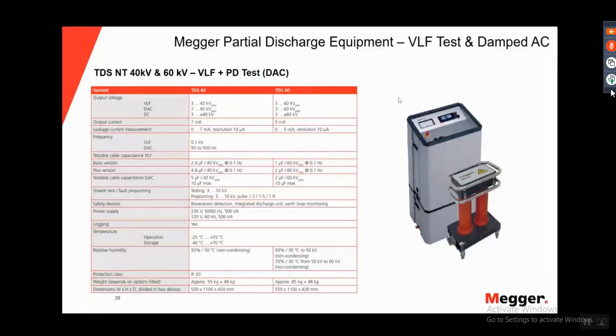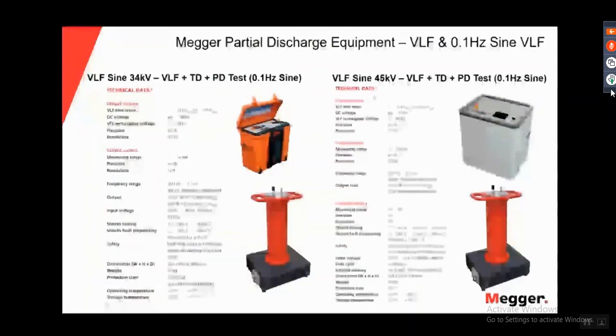The next unit we have is the VLF Sine 30. It's a sine wave shape technology unit, and it's a very small unit. In this case, we can do the VLF test. We can also do the tan delta test, but in this case, we need an external tan delta attachment for the VLF Sine 34.